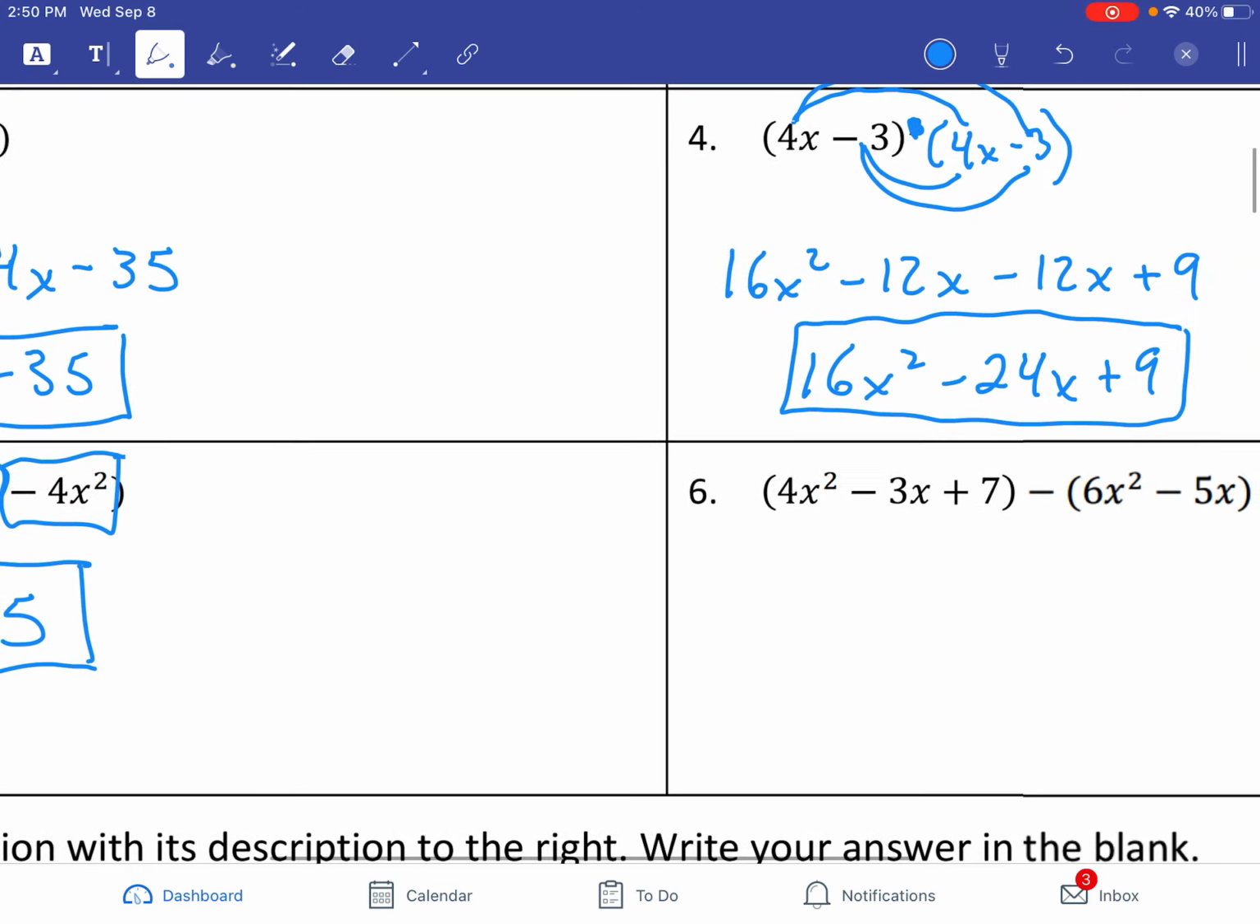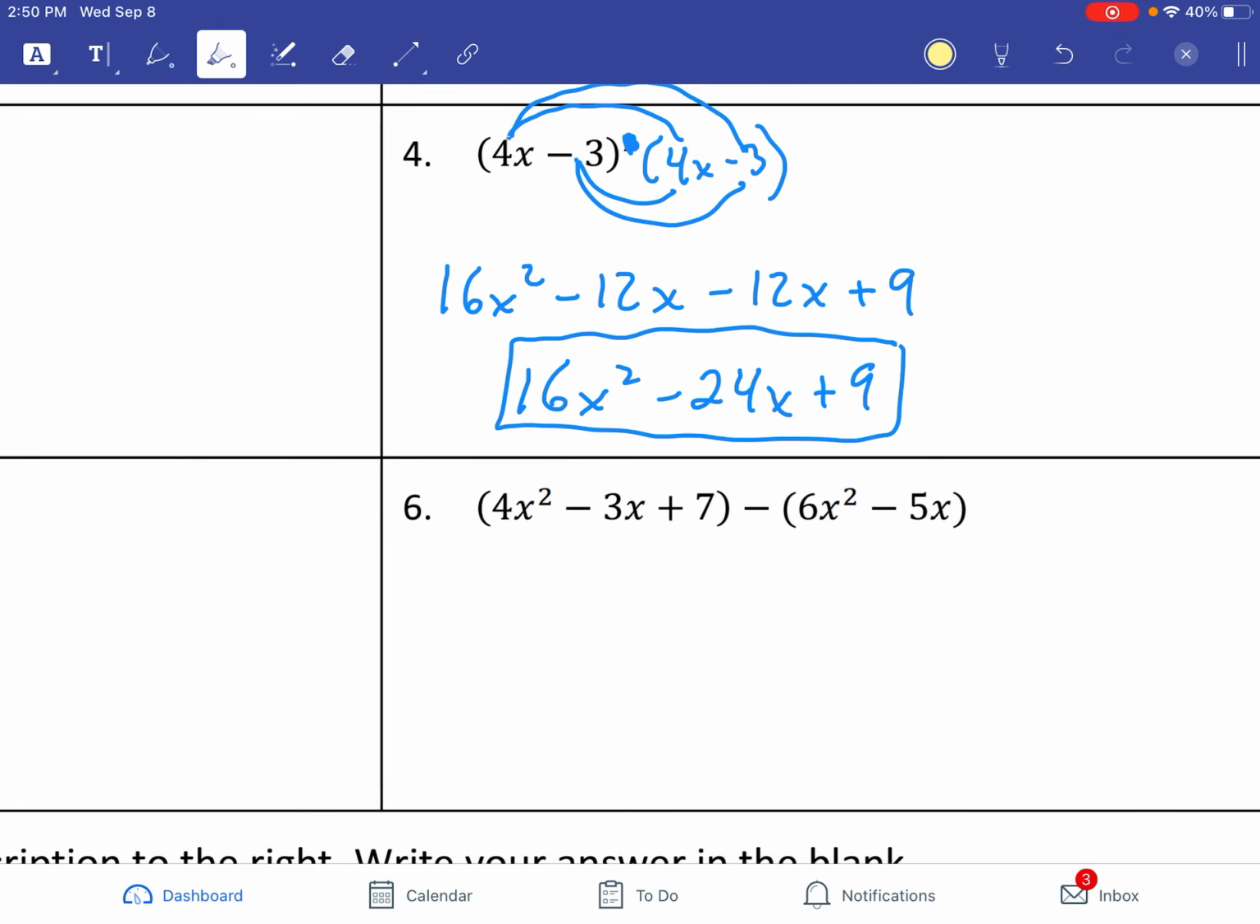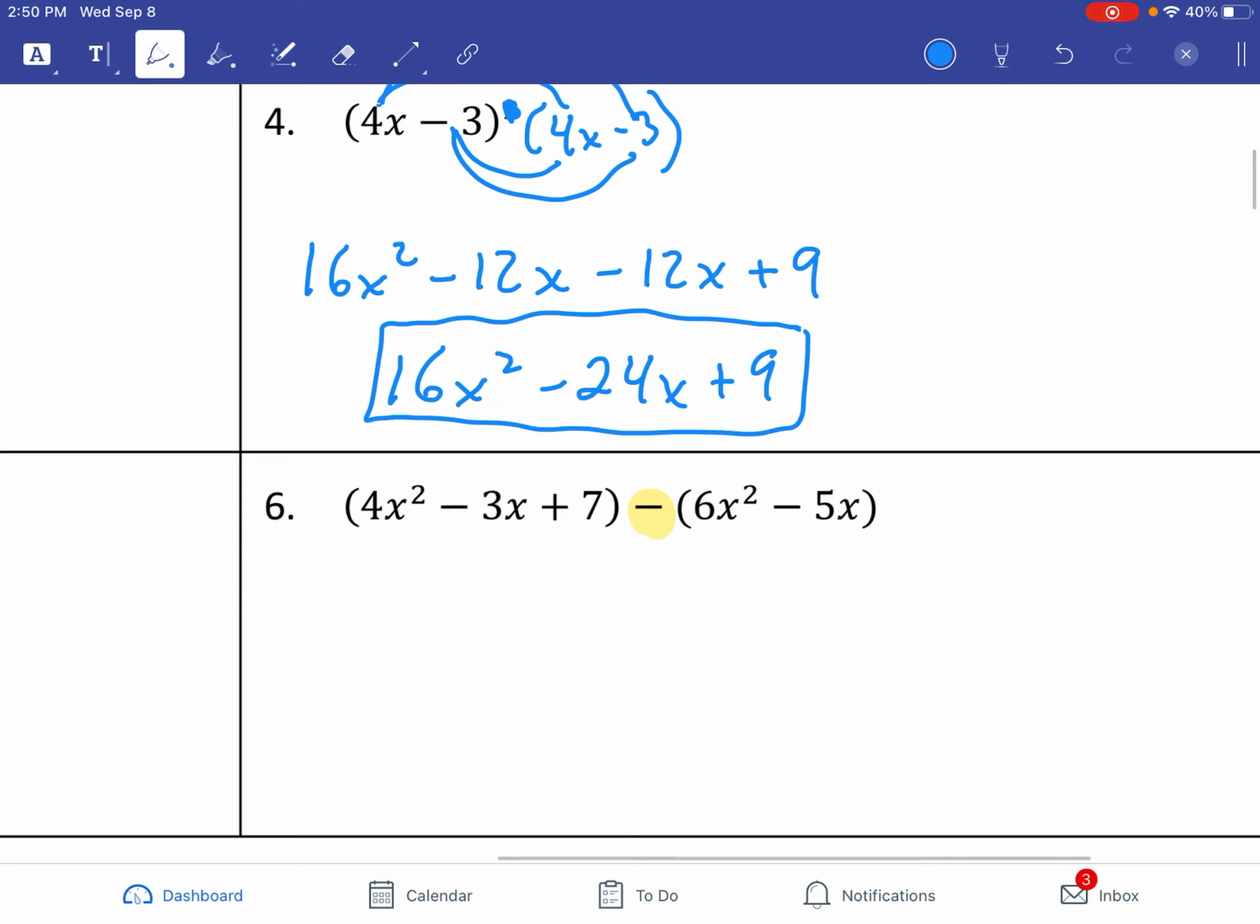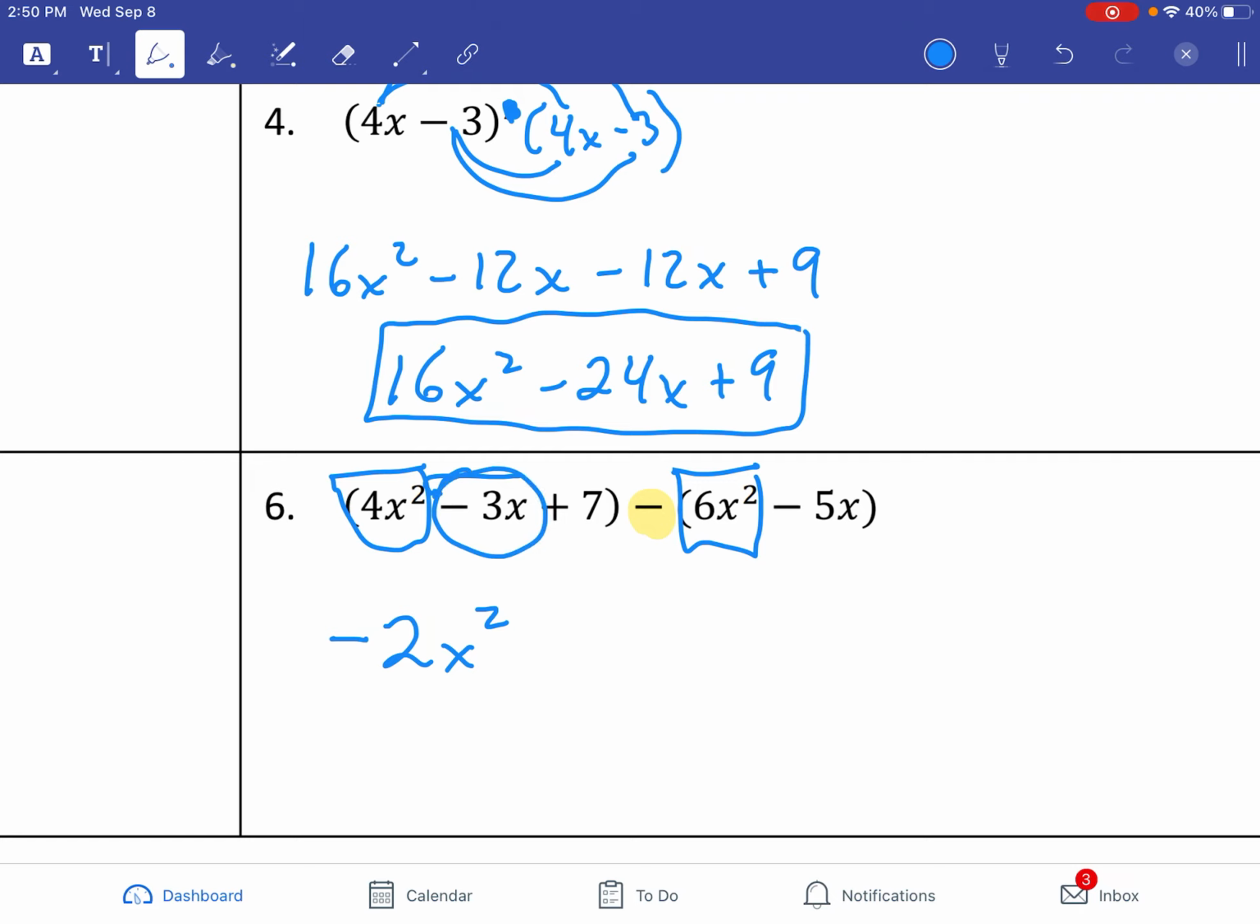Number 6. Again, we are subtracting, so you're not multiplying, so please pay attention to those signs between the sets of parentheses. We start off with 4x squared, and minus 6x squared gives you negative 2x squared. Negative 3x, let's do a circle. Negative 3x minus negative 5x is negative 3 plus 5x, which gives you positive 2x. And then the plus 7 is all by itself, so it's just plus 7.